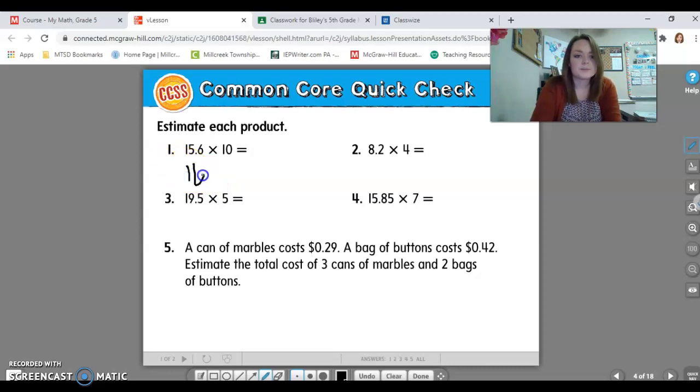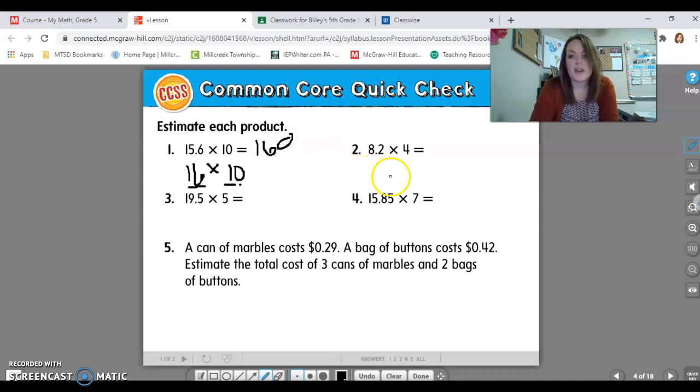16. 16 times 10. Remember, we can multiply our 1 and our 16 and add our 0 at the end. 16 times 1 is 16. How many zeros do I have? 1. Add my 0 at the end.